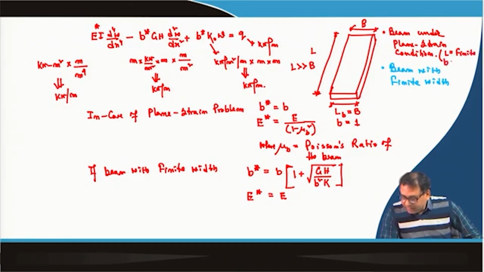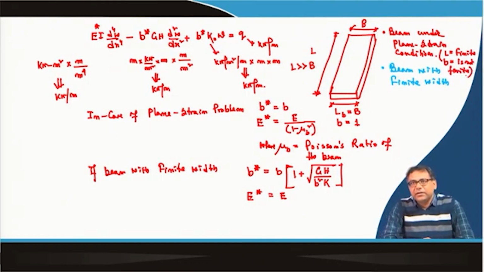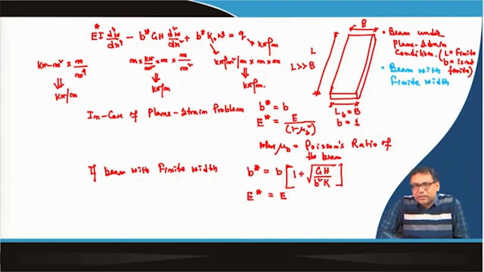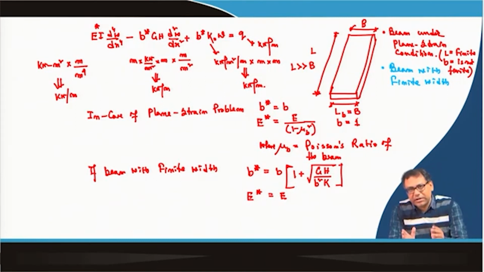but the B is not finite. Okay? And that is why we have considered during the analysis what B you will consider, because your B is not finite. So, during the analysis, if beam is under plane strain condition, then length will be equal to width of your foundation, that is B, and the B, as it is not a finite length or finite width, we have to consider as unit, that is 1.